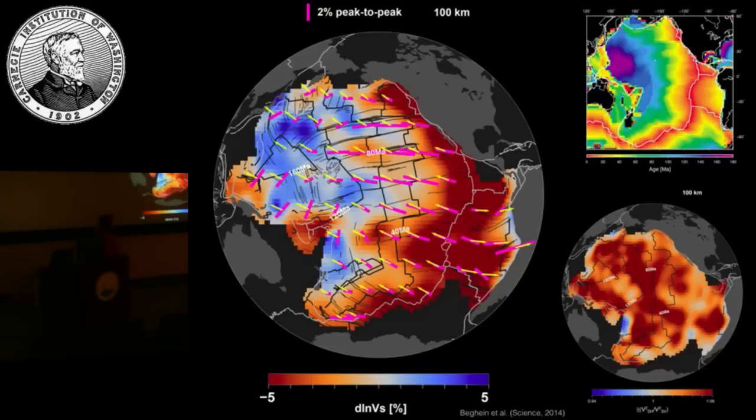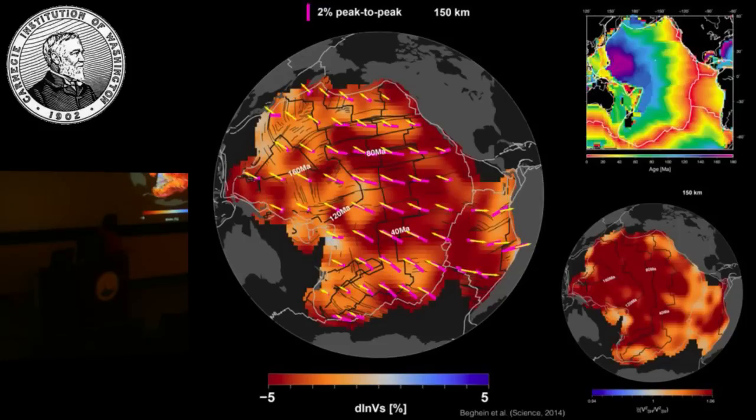Then we go to 100 kilometers depth. You see that the model starts to change and the fast direction rotates, and we start to align. If you look more closely, you will see that we start to align with the paleo spreading direction over here, but not with the absolute plate motion.